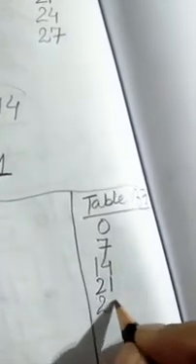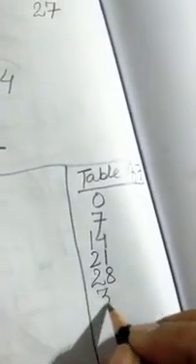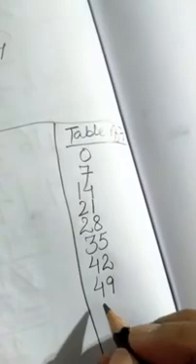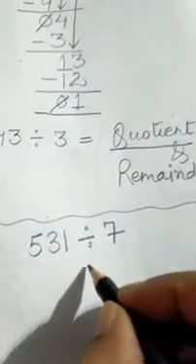7 zeros the 0, 7 ones the 7, 7 twos the 14, 7 threes the 21, 7 fours the 28, 7 fives the 35, 7 sixes the 42, 7 sevens the 49, 7 eights the 56, 7 nines the 63. Like this we have written the table of 7. Now we will start our division.